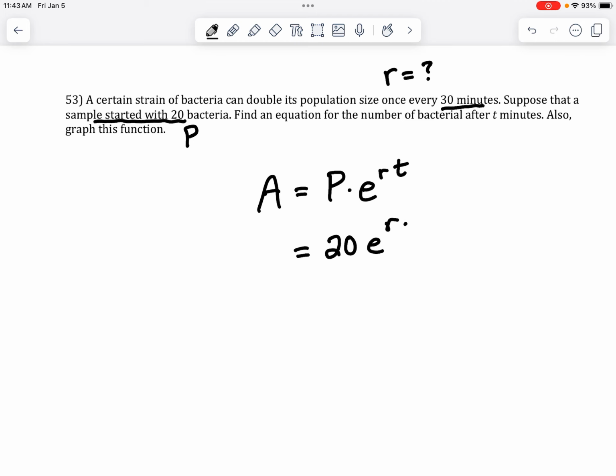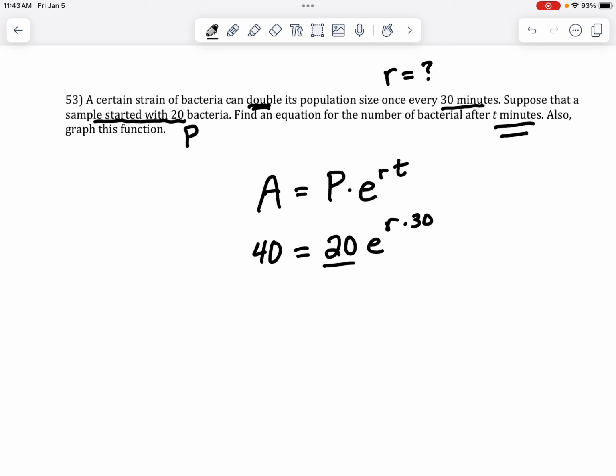30 minutes. Now, since the directions say to use minutes, I'm just going to go ahead and use minutes. So 30 minutes rather than putting half an hour. That way the units are the same, minutes and minutes. And then if it's going to double its size, then from 20 bacteria, there's going to be 40. And now we need to solve for R.